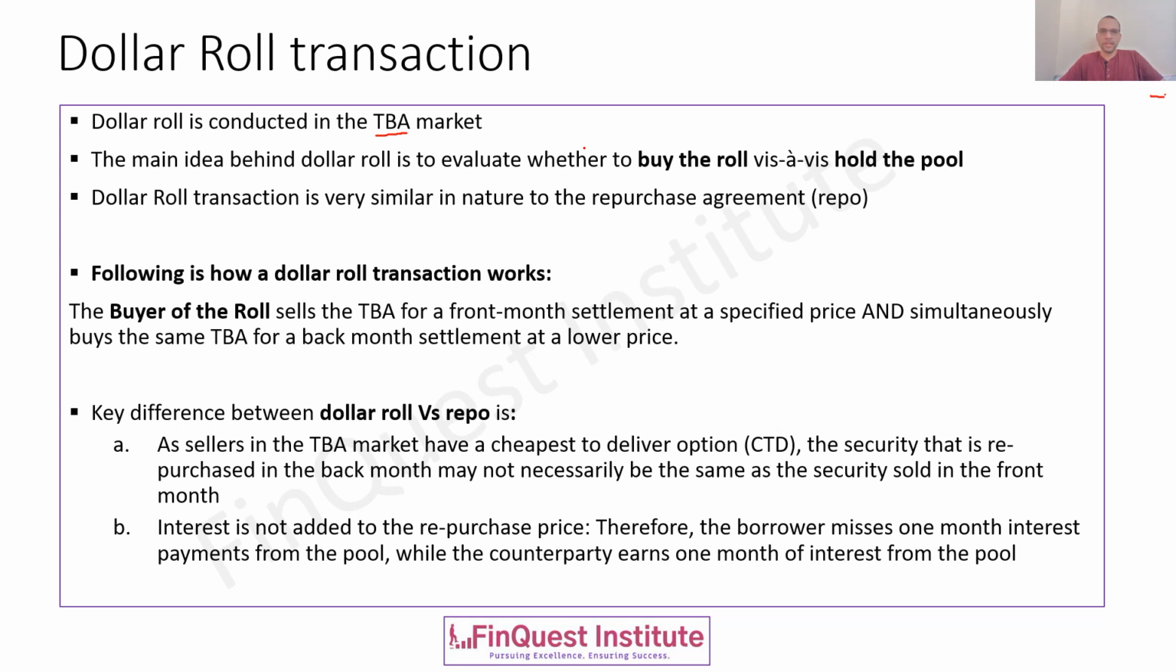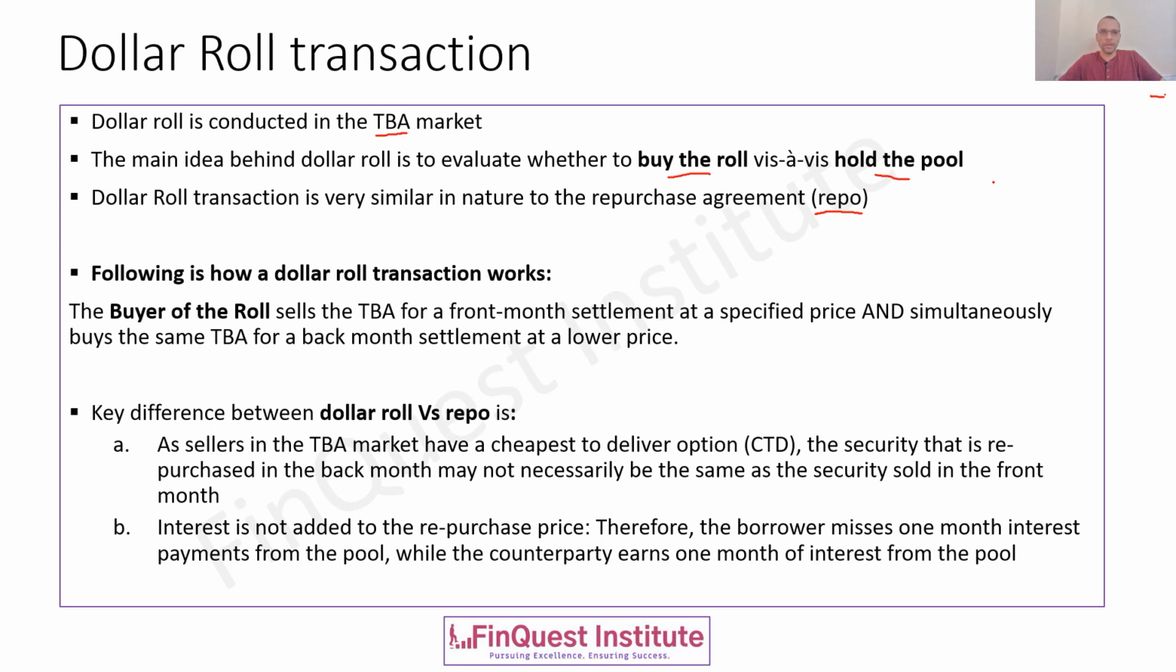TBA, as we know, is a forward market, and we assume this to be more of a secondary market, and there is a good amount of liquidity which is offered by the TBA segment to market participants. To understand this transaction, we need to evaluate whether buying the roll is profitable, or whether it would be better to hold the underlying pool. We need to decide between the two, and that decides whether a certain transaction will become profitable or not.